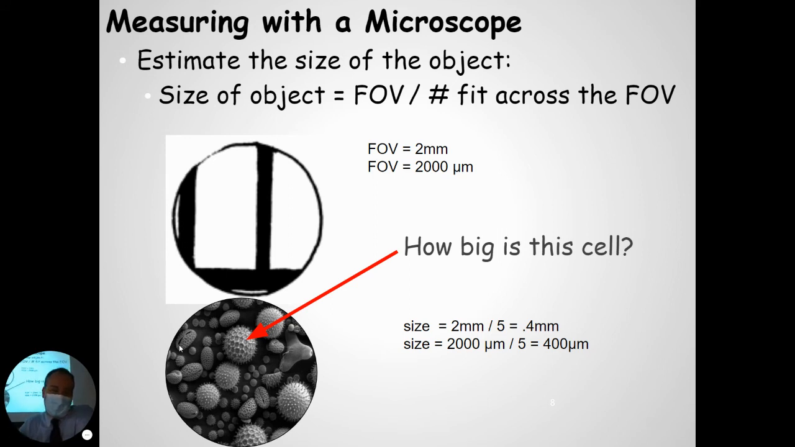What you could also do is take the field of view. So the field of view is 2 millimeters, and you can estimate how many of these pollen grains would fit across here. And if you do that, you say, well, maybe we could fit 5. The field of view, 2, divided by how many fit across, would give you 0.4 millimeters. And again, these are estimates.